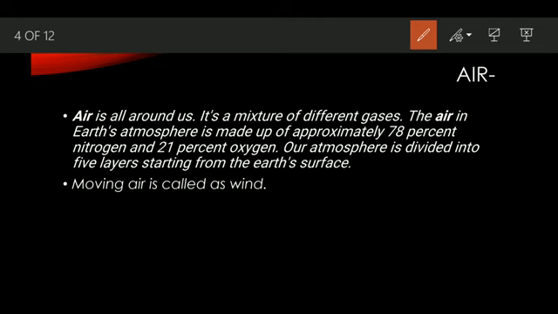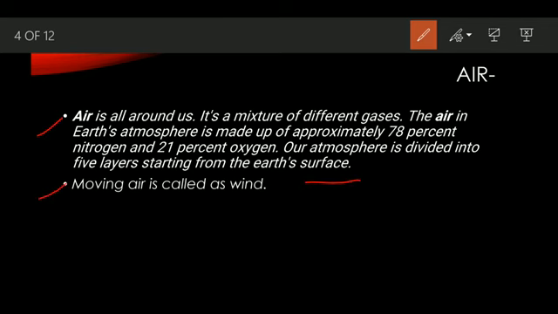Air is all around us, and it is a mixture of different types of gases. The air in the earth's atmosphere is made up of approximately 78% nitrogen and 21% oxygen. Our atmosphere is divided into 5 layers starting from the earth's surface.